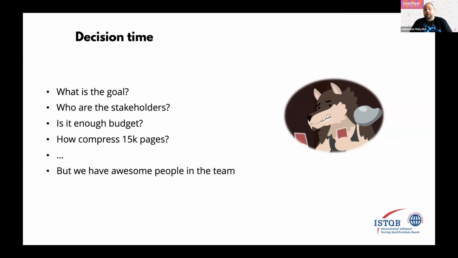Then I started on some kind of project backlog. So for example, whether the stakeholders had been identified, who they are, what their roles are, what they need from this project. Of course, budgeting, which is critical, and including STQB, we have a fixed budget, and we need to fit within it. So this is not like I can spend any money, and in your organization, I'm sure it's the same. And how to compress 50,000 pages?